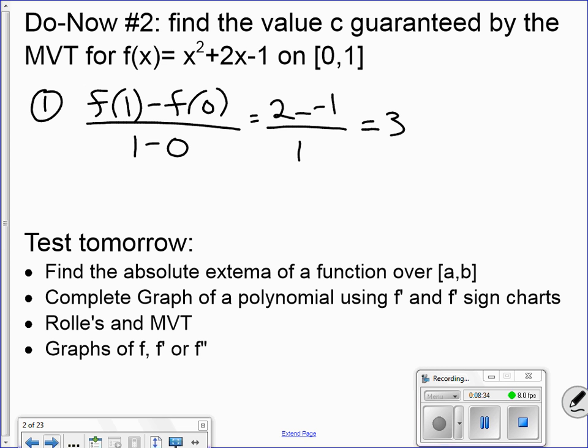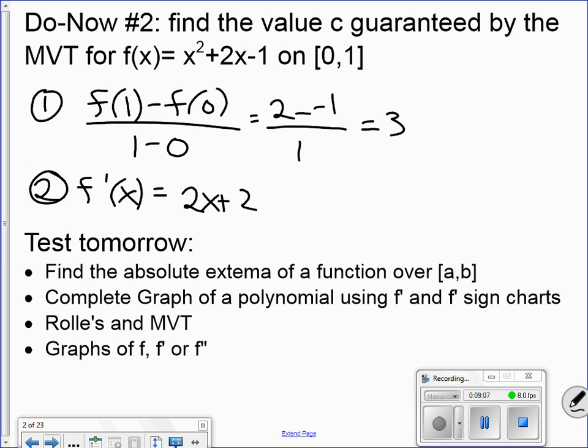What's the next thing we've got to find for the mean value theorem? Let's say it again. Derivative, right? Because we're trying to find out where the slope of the tangent is equal to the slope of the secant. We've got the slope of the secant. Now we've got to get the derivative. So what would the derivative be? You don't have to number your steps, I'm just doing that. The derivative is 2x plus 2.